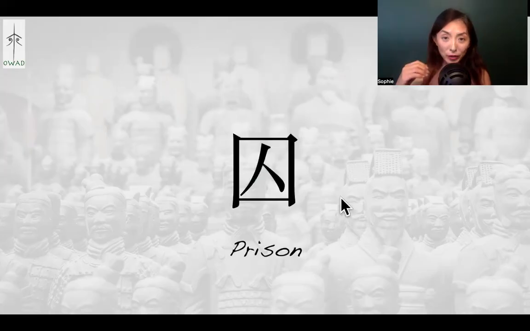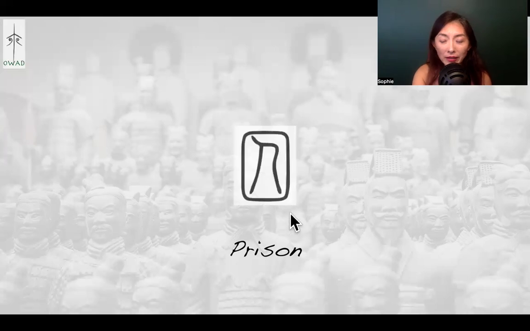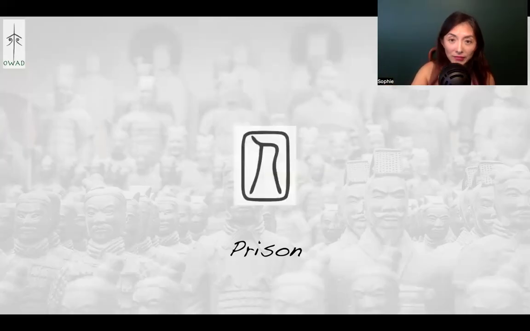And we have 囚, prisoner or prison cell, depending on what this character is paired with. And yes, you guessed it, in the middle is a human figure within the cell. And the human figure, if you compare it to the original human figure writing, is reversed in direction.